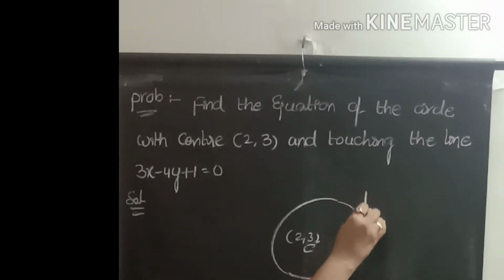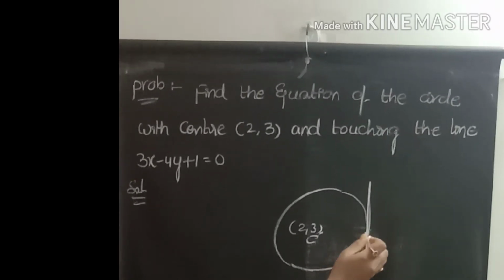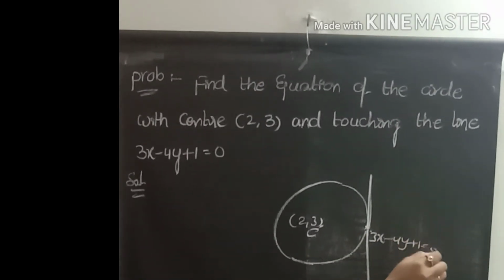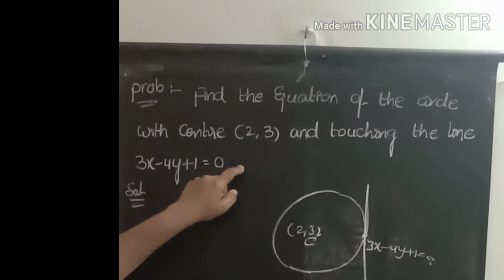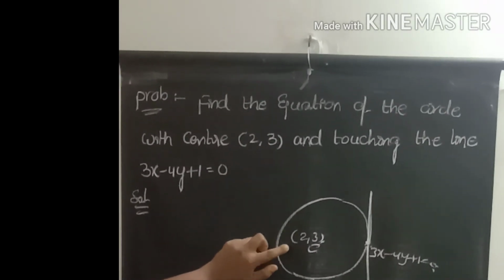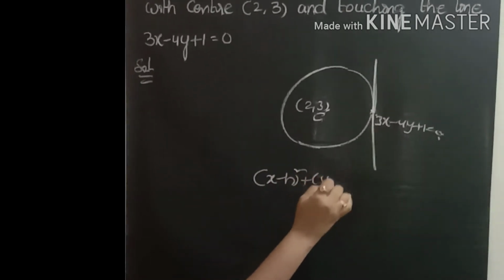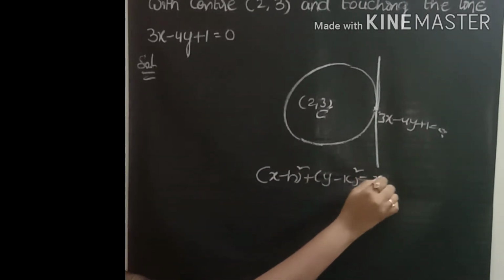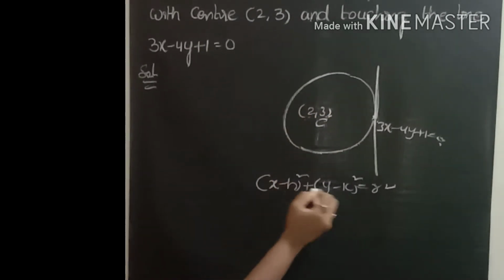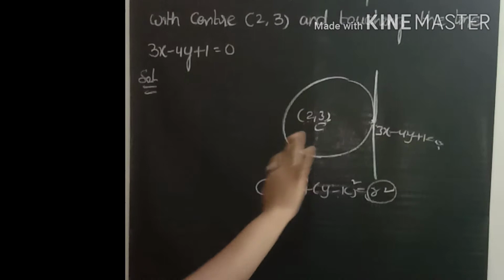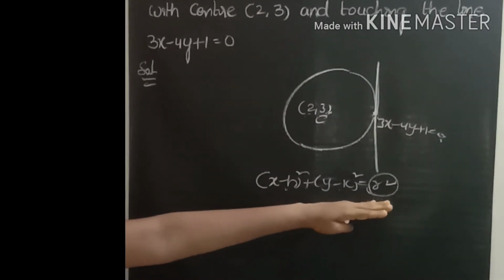So this is the line, and the line touches the circle. Now the equation of the circle: the center is already given. The formula is x minus h whole square plus y minus k whole square is equal to r square. Clearly given that h, k is equal to 2, 3. Now we want the value of r only, so from the given data we have to find the value of r first.